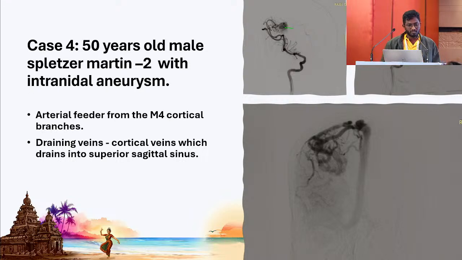This is the fourth case. An old male had an AVM in the right parietal cortex with an intranidal aneurysm indicated by the arrow. Cases with intranidal aneurysm have a high risk of rupture. Although this case was less than 3 cm and they were opting for radiotherapy, because of this aneurysm there was a high risk of immediate rupture. So we treated only the intranidal aneurysm and sent the patient for SRS.